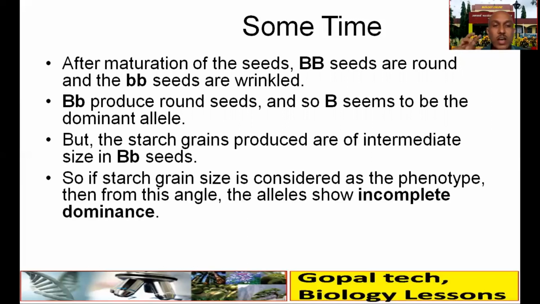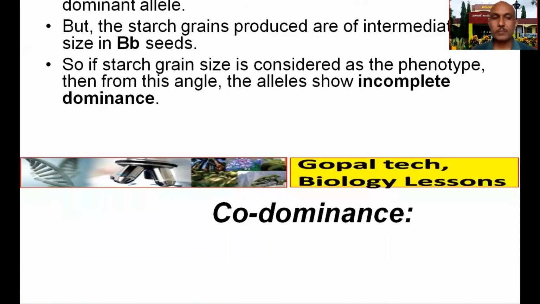So if the starch grain size is considered as the phenotype, then from this angle हम क्या सोच सकते हैं, the allele show incomplete dominance क्योंकि capital BB large starch grain, capital B small b intermediate starch grain और small bb that is small starch grain. Okay, ऐसा भी हो सकता है.